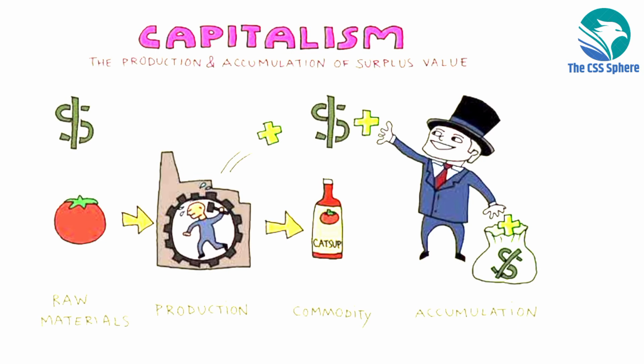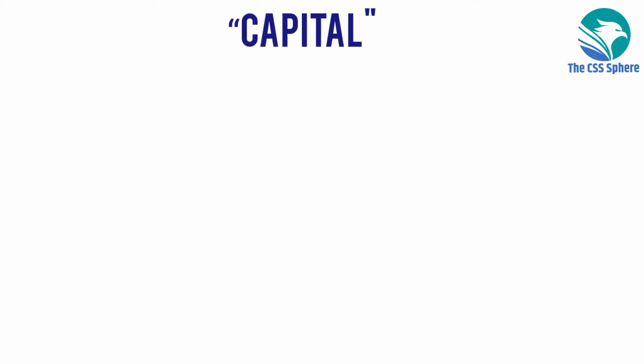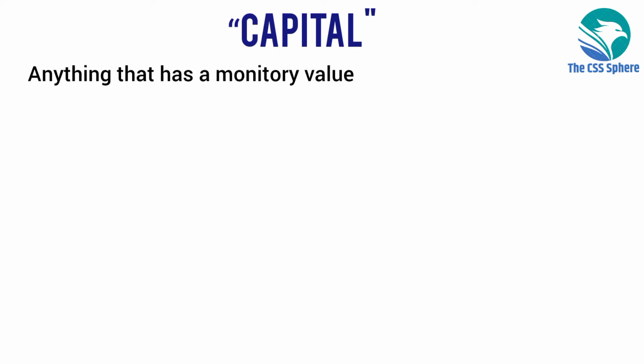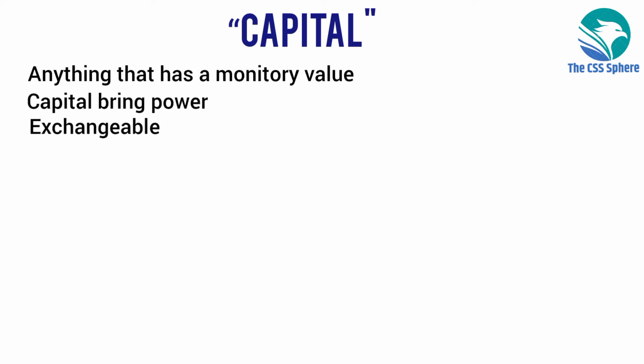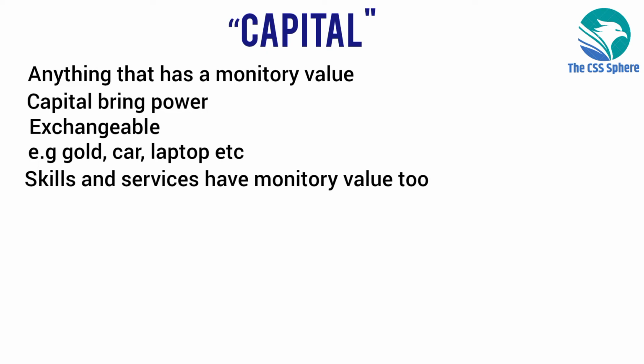Marxist theory is all about understanding the relations and impact between capital and the state. Now, what is capital? Anything that has a monetary value, anything that gives its owner value or advantage. Capital brings power and it is exchangeable. For example, a car, gold, laptop, or any kind of material is capital. Skills and services are capital too because they have monetary value. For example, painting, teaching, etc.